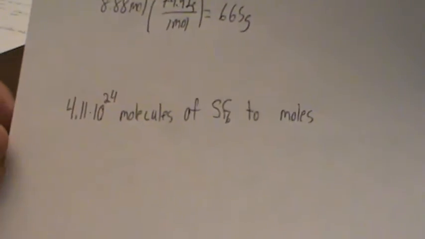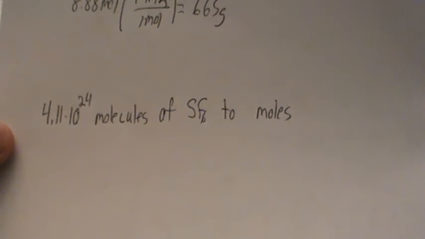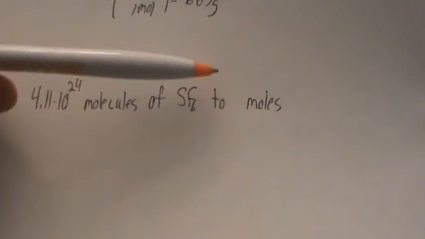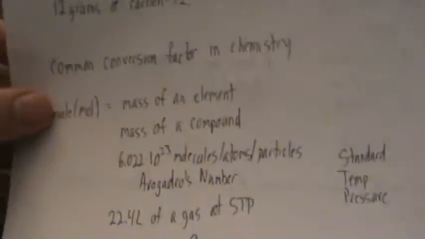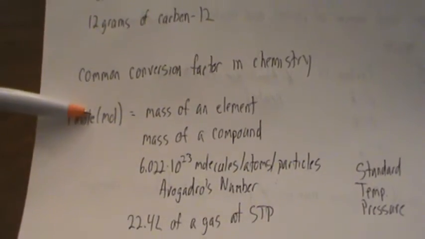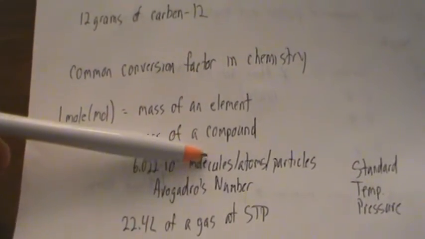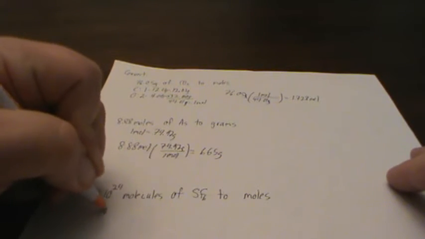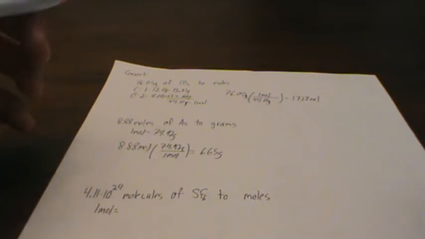Alright, let's look at our third one. We have 4.11 times 10 to the 24th molecules of SF6 to moles. Alright, so units, we have molecules and we have moles. And if we look back at our notes, 1 mole is equal to 6.022 times 10 to the 23rd molecules. So that's the conversion factor we're going to use for this one. We don't need to find the mass because grams is nowhere in our problem.